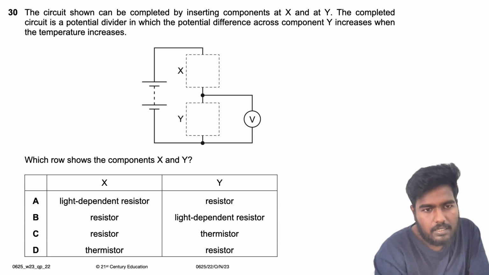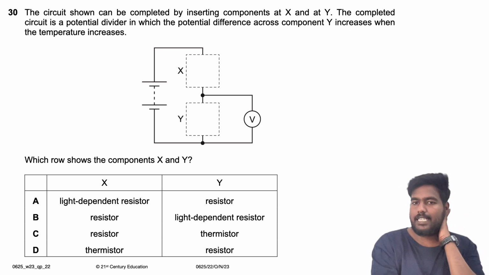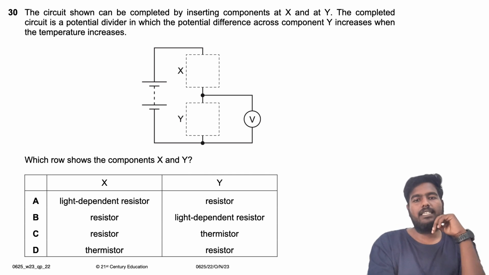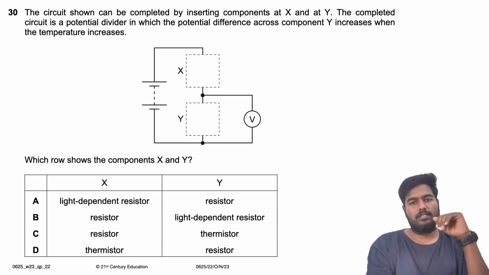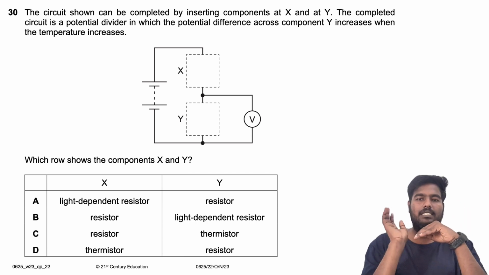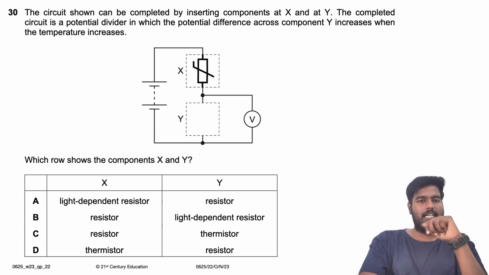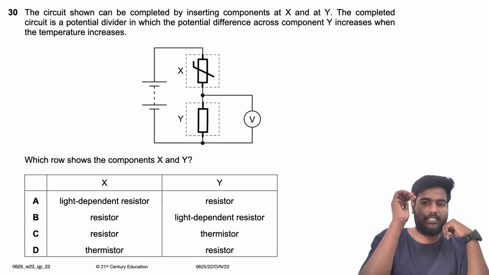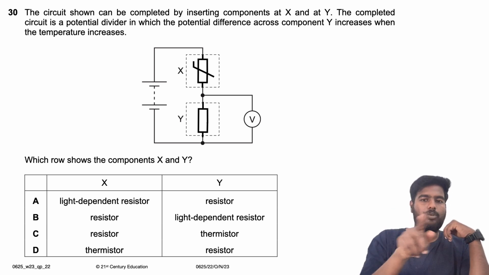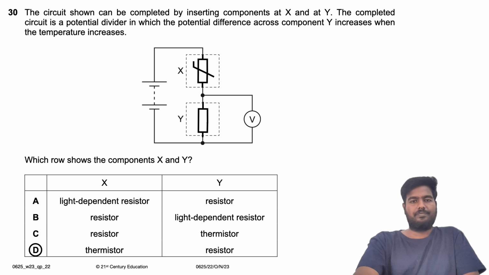So we have LDR, resistor, thermistor, but we have to increase this voltage when the temperature increases. In our syllabus, we have NTC, negative temperature coefficient. It's a thermistor. When the temperature increases, the resistance will decrease, so we have to put it in X. And for Y we can use a fixed resistor. So when temperature increases, the X resistance will decrease so that Y's potential difference will increase. So X is thermistor, Y is resistor. Option D is the right answer.